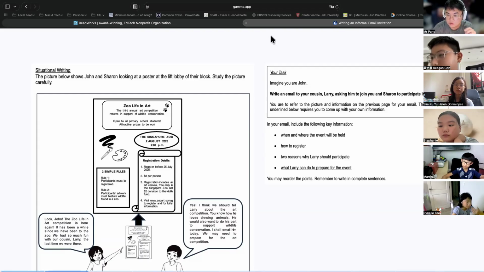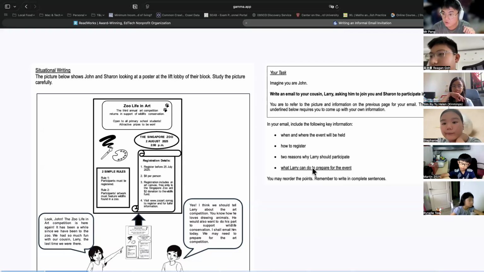So you do need to brainstorm, but it is a question that is easily answered with logic. So you need to think logically, and you should be able to come up with a viable option. Later on, we'll come up with a few alternatives to what Larry can do to prepare for the event. So you are thinking about how you can prepare for an art event, right? An art event. That's the context.